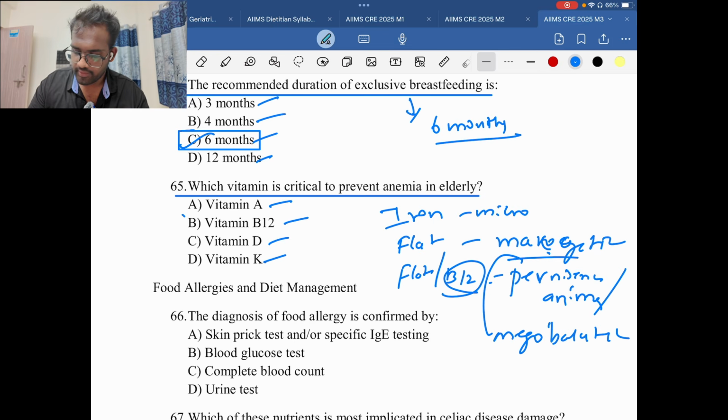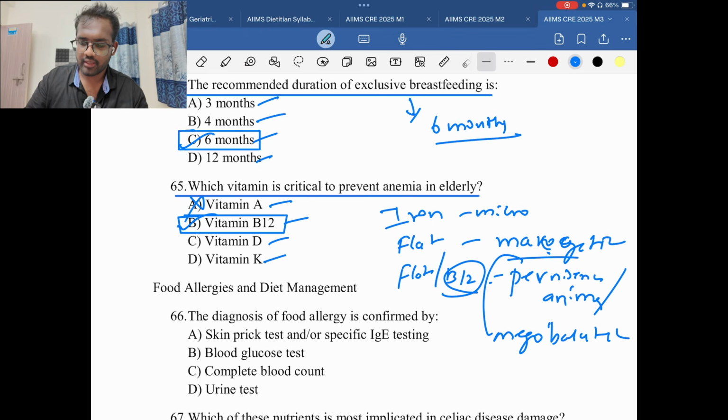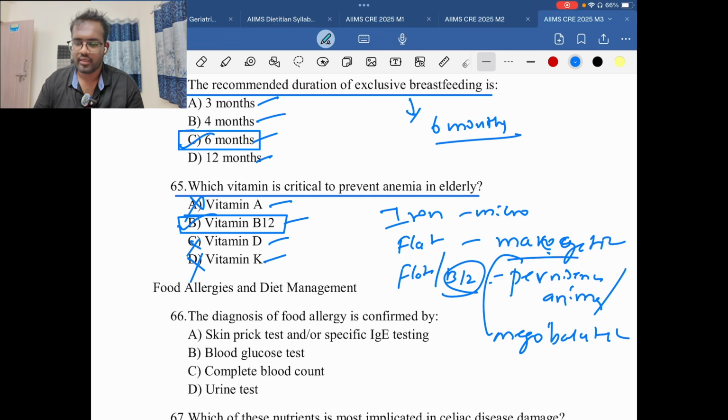So the answer will be B, vitamin B12. Okay, vitamin E is not an indicator for anemia. Vitamin D is also not an indicator for anemia, and vitamin K is also not an indicator for anemia. So vitamin B12 is the indicator for anemia, which is precisely called pernicious anemia.